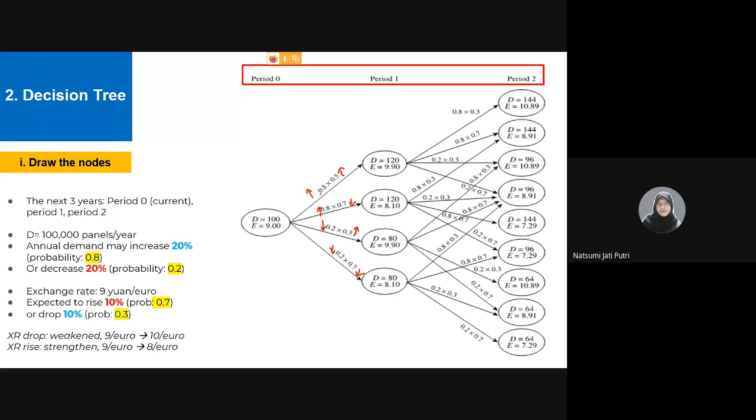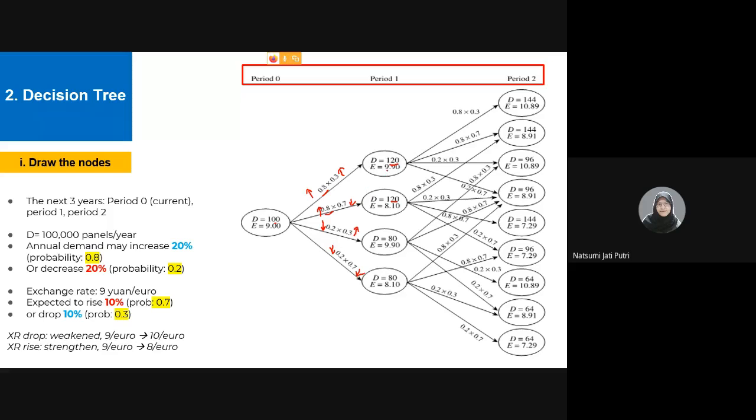So for the first one, the demand will increase by 20%, and the probability is 0.8. So we just need 20% times 100 here is 20, and 20 plus 100, and we got 120.